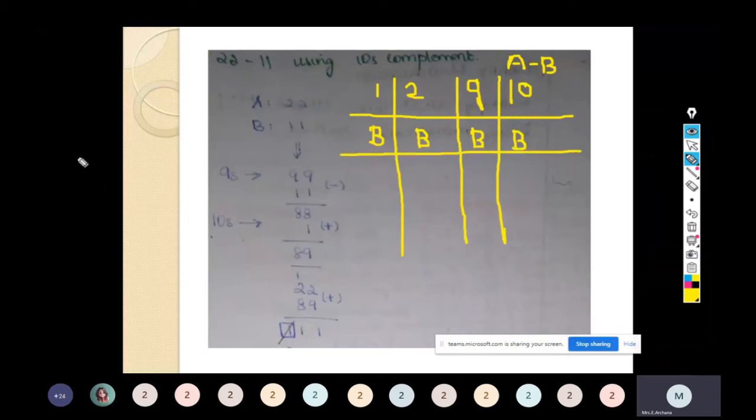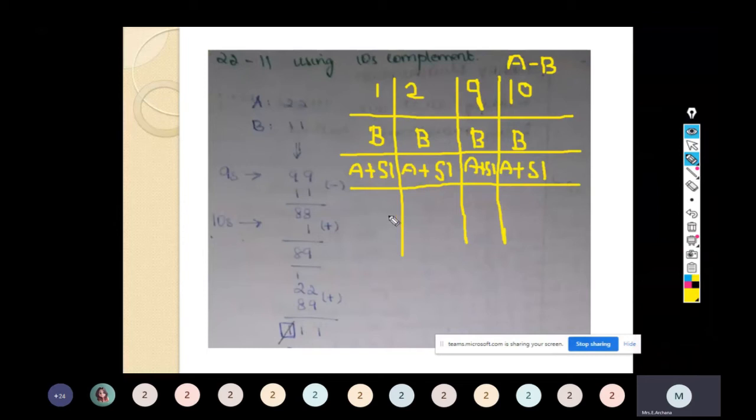Step 2. Add A with the step 1 result. This is the same for whatever the complement is. If it is 1's complement also, add A with the step 1 result. Here also add A with the step 1 result. Here also, and here also. Third, yes, third step.